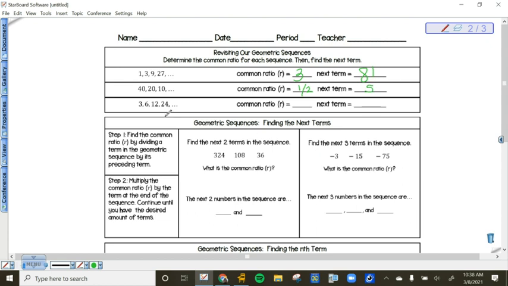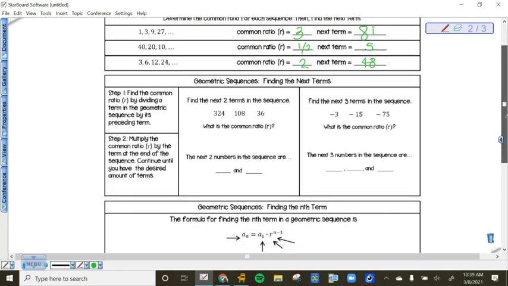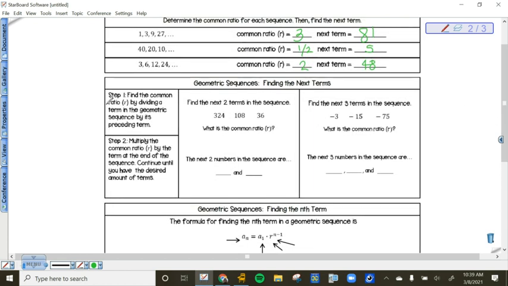And then this one, 3, 6, 12, 24. What's my common ratio? What am I multiplying by to go from term to term? 2. And so what would my next term be? Yeah, 48. Okay. So we're just going to take, let's see how many we can get through.